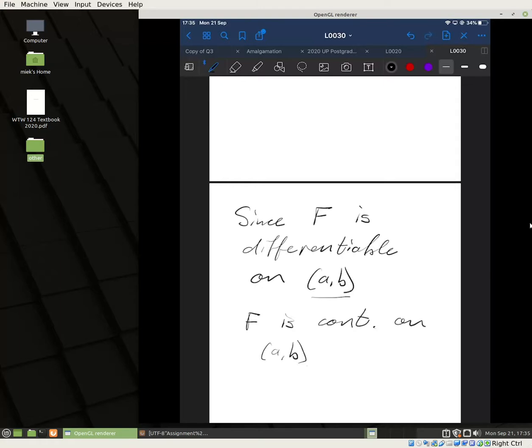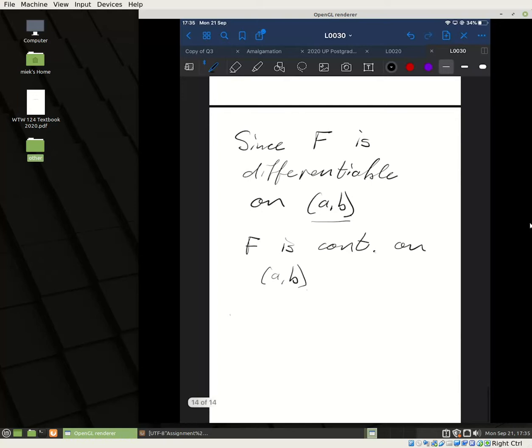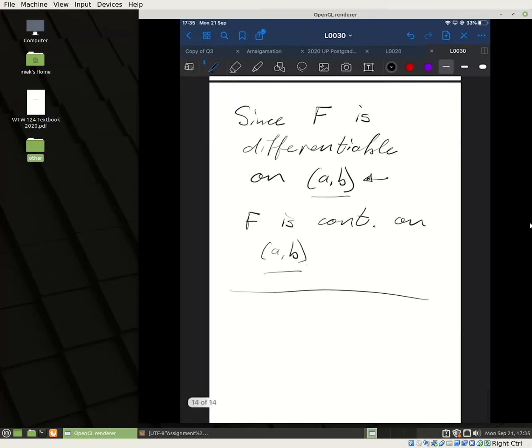Now remember, differentiability implies continuity. Continuity does not necessarily imply differentiability. That is a common mistake that happens if you are not paying attention. So differentiability implies continuity, not the other way around. Okay, so by showing that capital F is differentiable, we automatically get continuity.